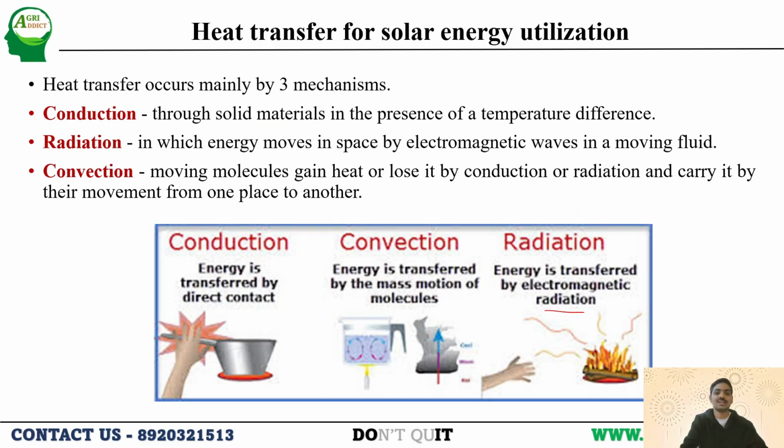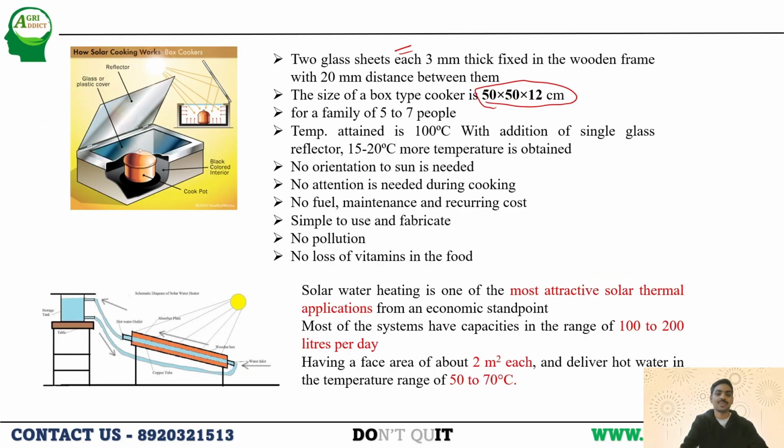Next, heat energy transfer takes place in three ways: conduction, convection, radiation. Conduction is simple, it is transferred directly. You can look at the image. Convection: when you heat this pan, the water will be heated, right? Energy is transferred by the mass motion of molecules. Radiation is transferred by electromagnetic radiation. Okay, and applications: solar cooker and solar water heater.